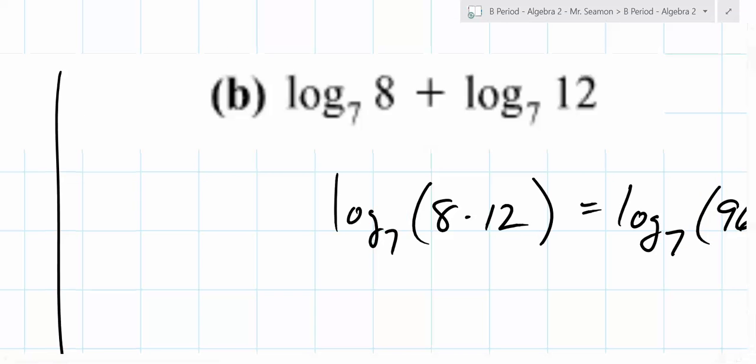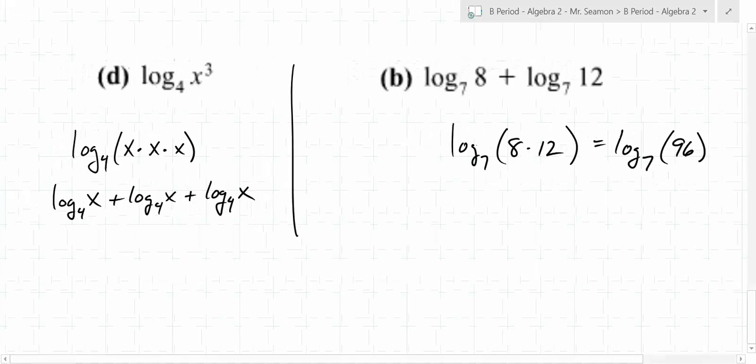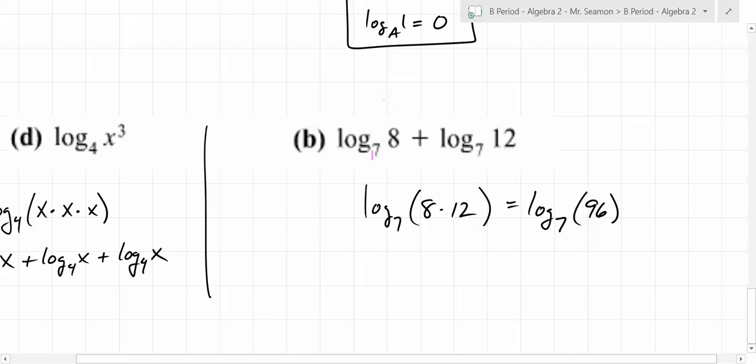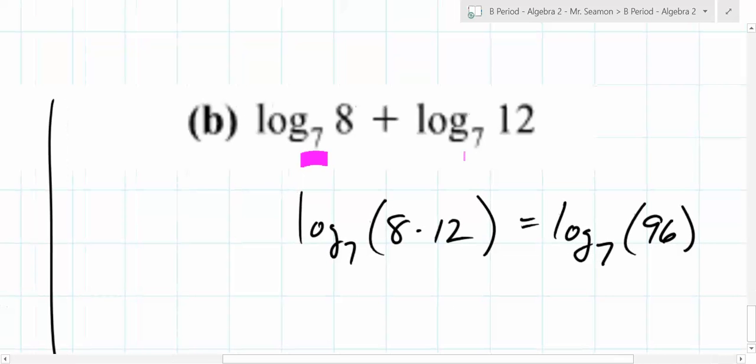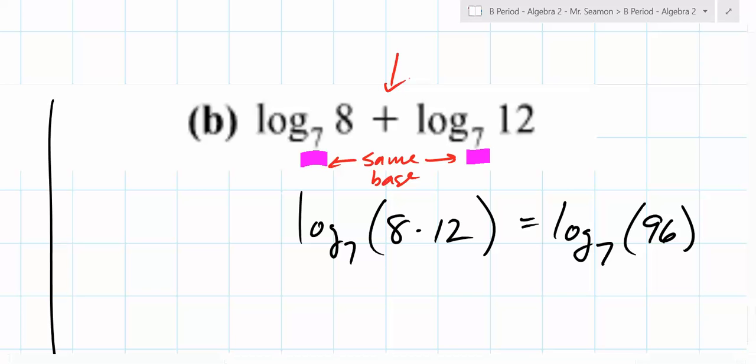There are two very, very important aspects to this rule. Do you see this number 7 right here? You see the other number 7? Those are both called what in the logarithm? Bases. This is huge. They must have the same bases to use this addition. To add them together and to use this rule, they must have the same base. If they don't have the same base, this rule doesn't apply.